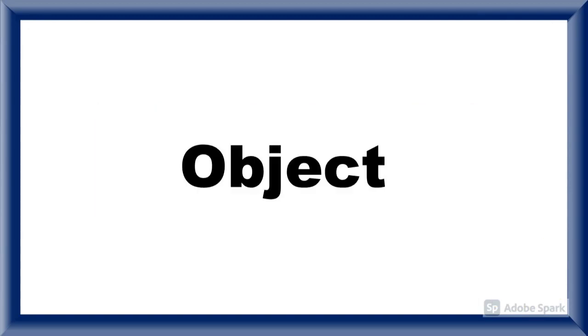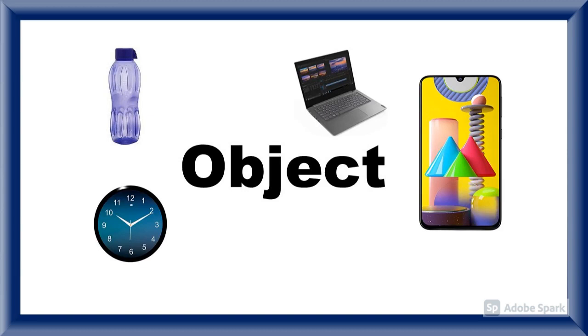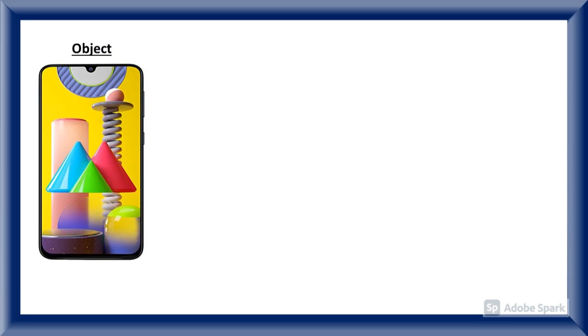Class diagram is a representation of an object. Object can be a bottle, laptop, watch, mobile, etc. Now we will learn drawing a class diagram to a mobile object.